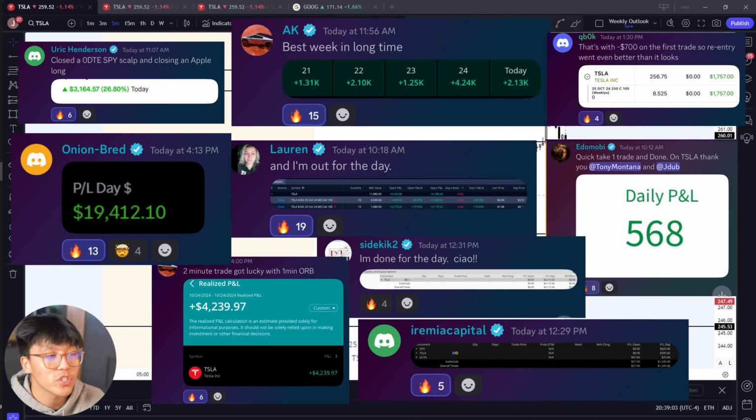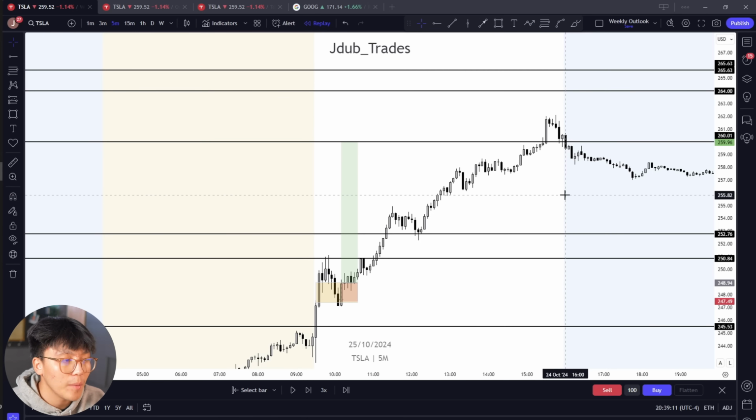I'll pop up some screenshots here as well. The whole community ended up capturing this trade as well. Beautiful A+ opportunity, and that was identified in the pre-market.